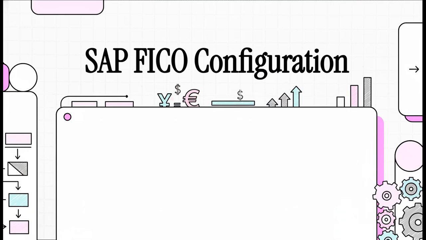Welcome to The Explainer. Have you ever wondered how a huge global company keeps track of every single penny? I mean, from a simple cup of coffee all the way up to a multi-million dollar deal? Well, it all comes down to having a rock-solid financial backbone. And in the world of SAP, that backbone is called FICO. Today, we're diving into the essential setup steps that make it all tick.